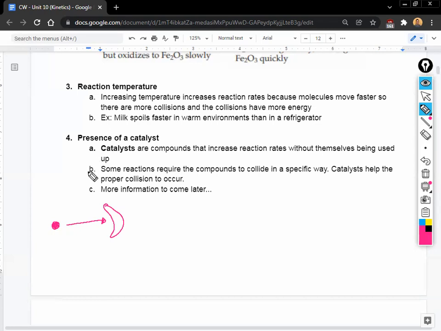Okay, and yeah, we'll focus on catalysts a lot coming forward. Enzyme. Yes, enzymes are a type of catalyst, which you guys probably learned about in bio. All right, and I think that is it, the 4 things. Any questions on the 4 things?